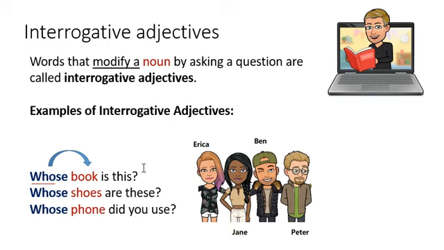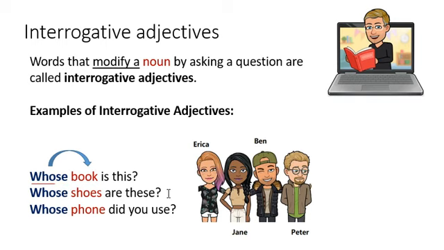Whose book is this? The word whose contains the word who, and the word who refers to a person. So when you use whose, you want to know about a person. You want to know who owns something, and in this case, it's a book. So whose book is this? You want to know who owns this book.